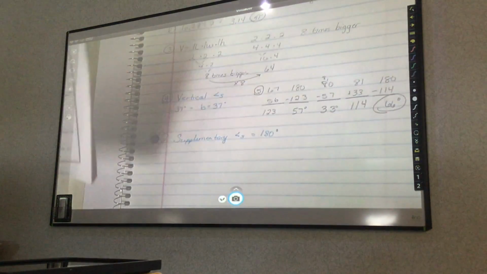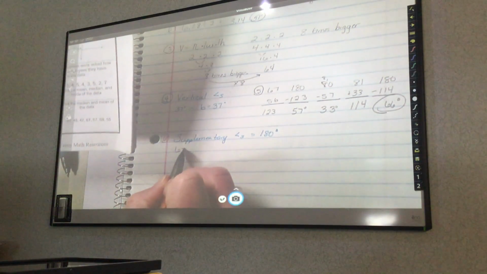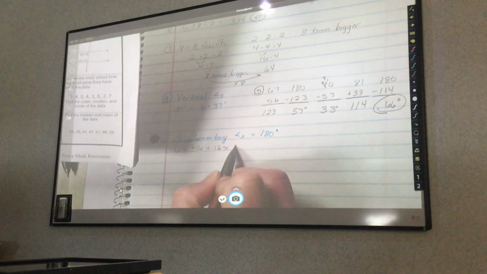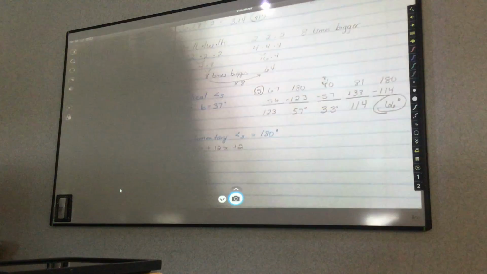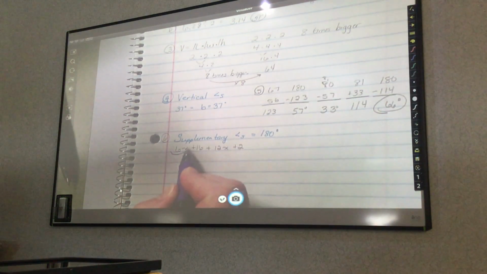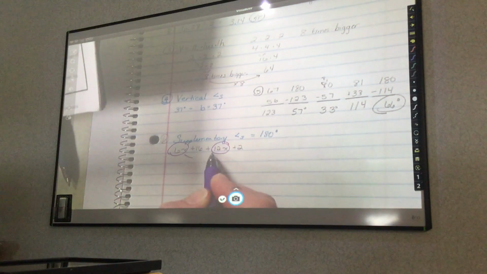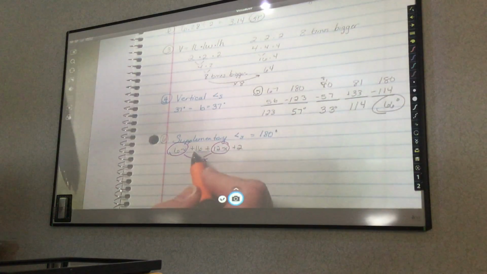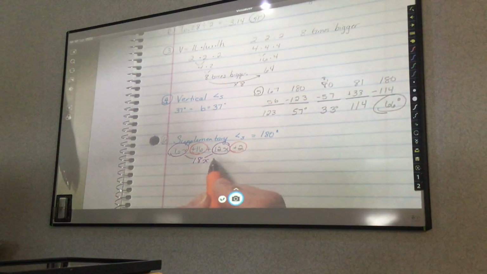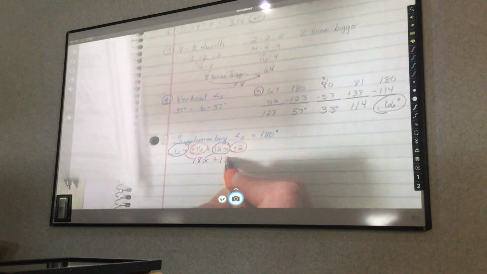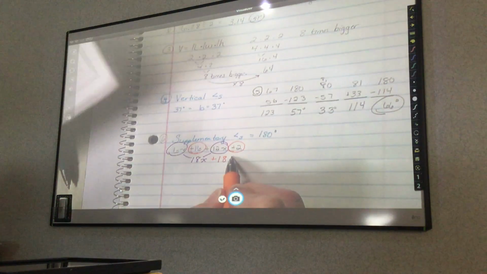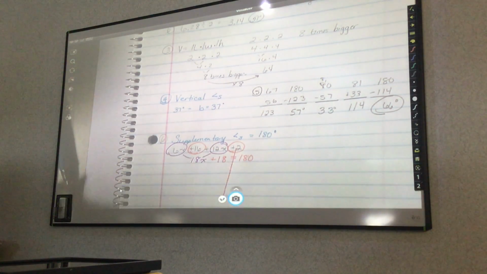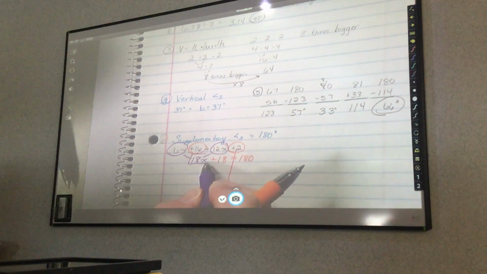So then I have 6x plus 16 plus 12x plus 2. Combine my like terms. 6x and 12x make 18x. 16 plus 2 makes 18. So I have 18x plus 18 equals 180. Draw my line. Box up my 18x.